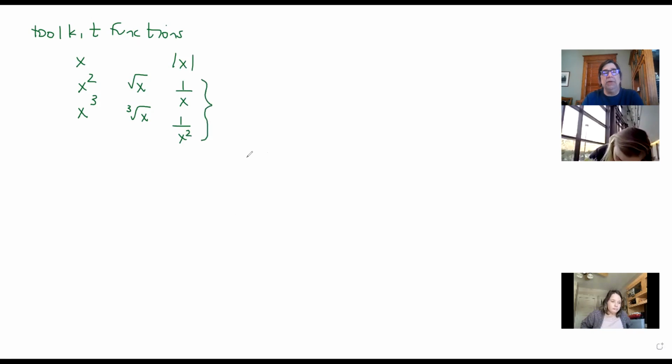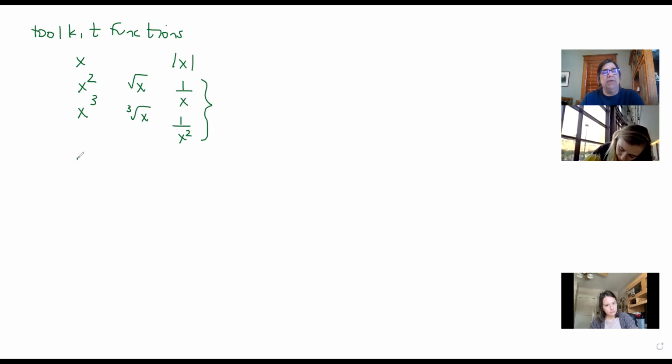So I just want to tell you, our book includes these as toolkit functions. To me, they're a little bit more advanced than just a regular toolkit function because of the fact that the domain for these functions is going to be restricted. So you can take a look at them. We're not going to be spending as much time on these toolkit functions as we are with the other ones. Not until we get to chapter 3, last part of chapter 3.